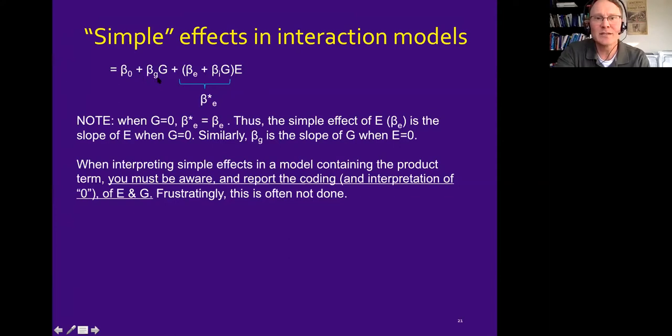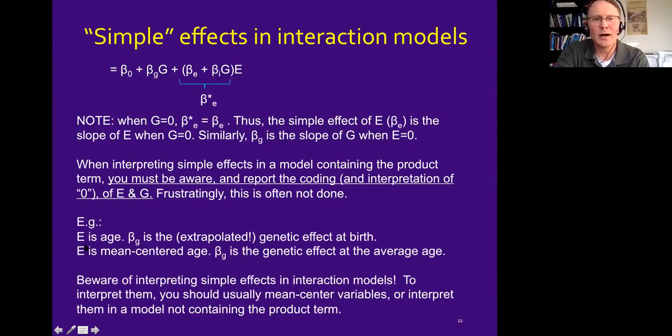The effect of beta G in this model is the effect of G when E is 0, and the effect of beta E is the effect of E when G is 0. So as an example, say that E is age. In this model, beta G is going to be the extrapolated predicted genetic effect at birth, right? Which may or may not be of any relevance. If you mean center age, which is often recommended for these types of models, really for interpretability more than multicollinearity, which is often misunderstood, now beta G does have a better interpretation. It's the predicted genetic effect at average age.